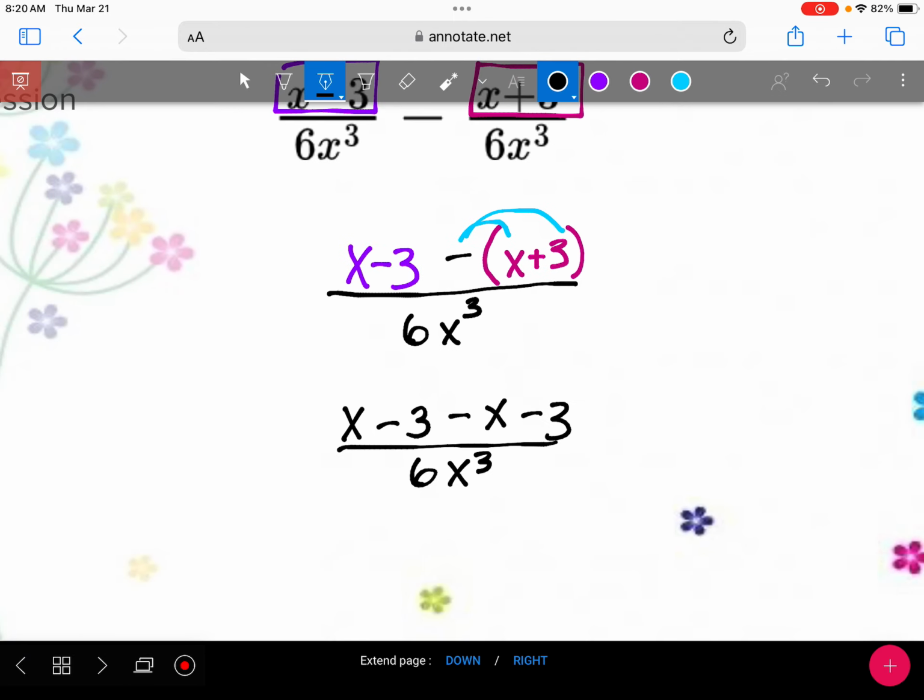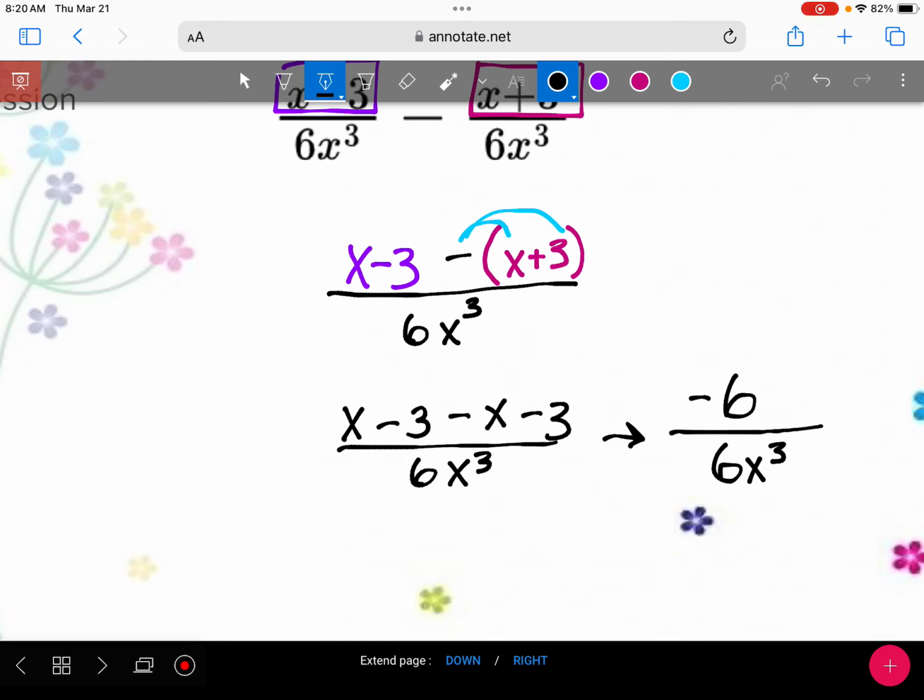Now we can come through and we can simplify. Our denominator is not going to change. Once we get to that common denominator, it doesn't really change. How many x's do we have left? 0. My x's cancel out. What is the number that we have left? -6. So we have no x's and we have -6.